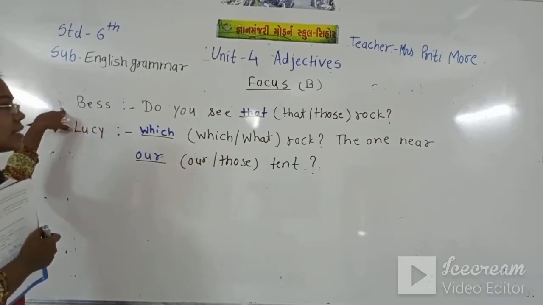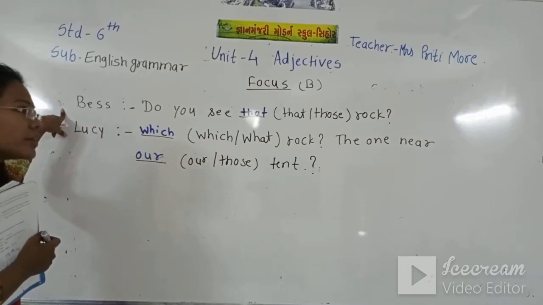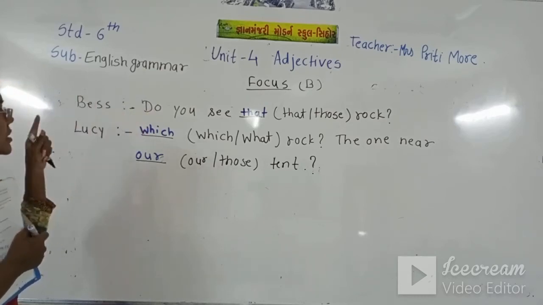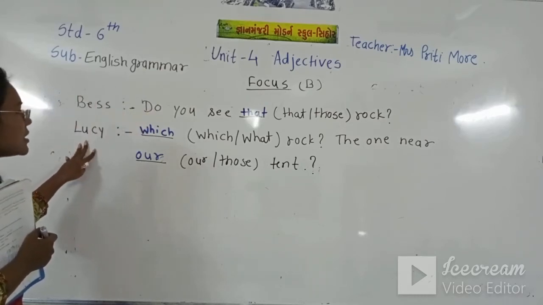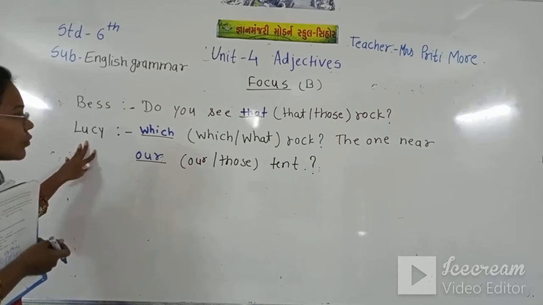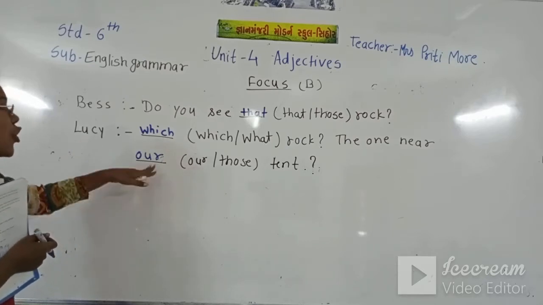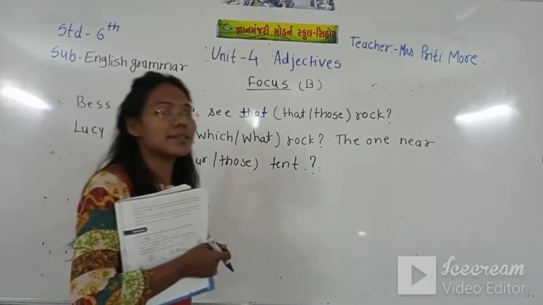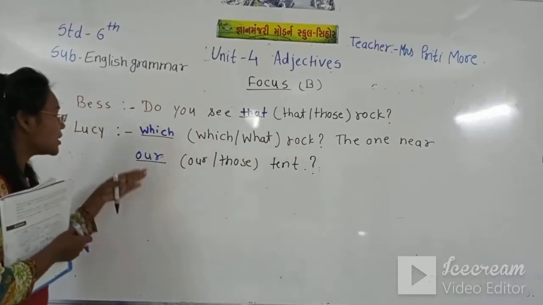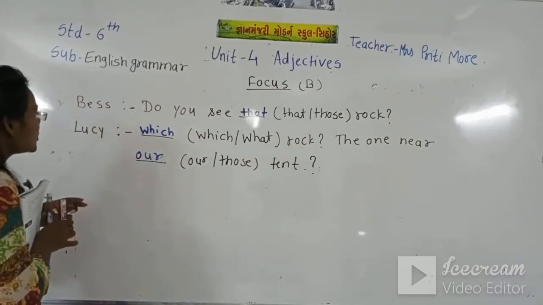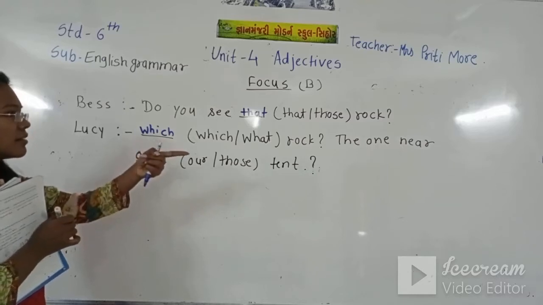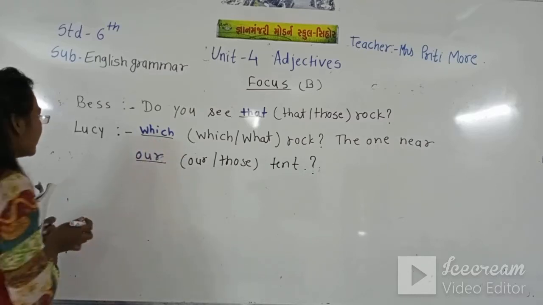First Base is asking Lucy, do you see that rock? क्या तुम वो rock देख सकती हो? So Lucy says, which rock? कौन सा rock? The one near our tent, जो अपने tent के पास है. Our means अपने. So Lucy is saying, which rock? The one near our tent.